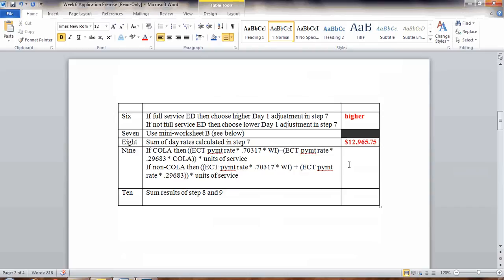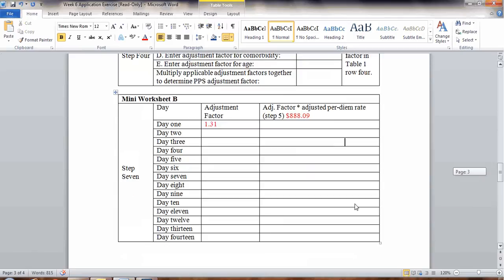Okay, and our final step in this part of the application exercise is to add the sum of the results from step 8 and 9. So by adding these two figures, you are going to determine what the reimbursement is for this patient's encounter for their entire 14 days at this inpatient psychiatric facility. This amount will be what the facility can expect for reimbursement.